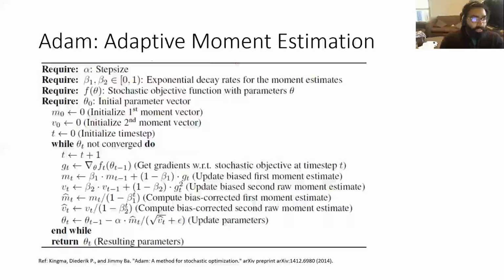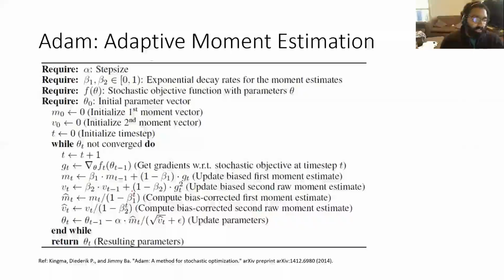So what it actually does: you first define a step size, then beta 1 and beta 2 are its parameters, the exponential decay rates for the moments, and f(theta) is your objective problem, and theta 0 is the initial parameters. First, you set the moments to 0, and at time t equal to 0, do the following iterations. The first step is to find the gradient, then to find the first moment and update it like you do in gradient descent with momentum, and then you update the VT factor using the second moment.